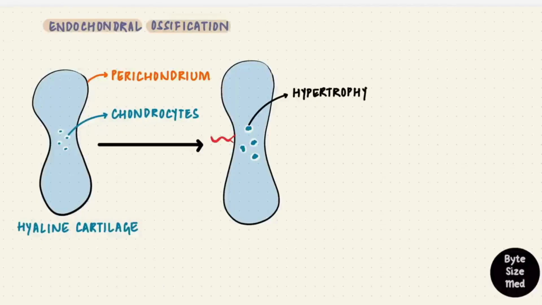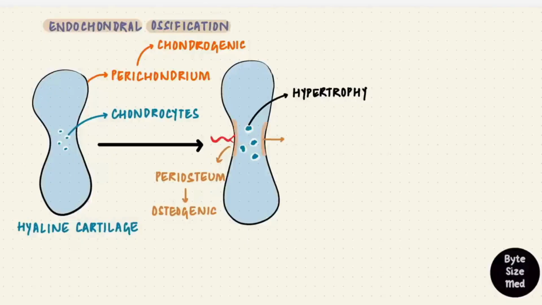A part of the perichondrium near the middle of the shaft becomes vascularized. That starts changing the perichondrium to the periosteum, because these cells go from being chondrogenic cells to becoming osteogenic cells. They form osteoblasts, which synthesize the bony matrix. This is a subperiosteal bony collar.